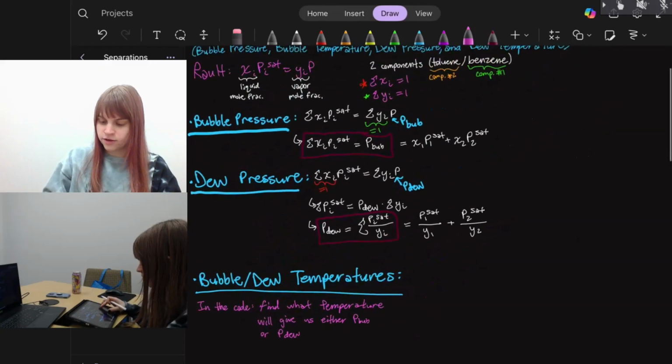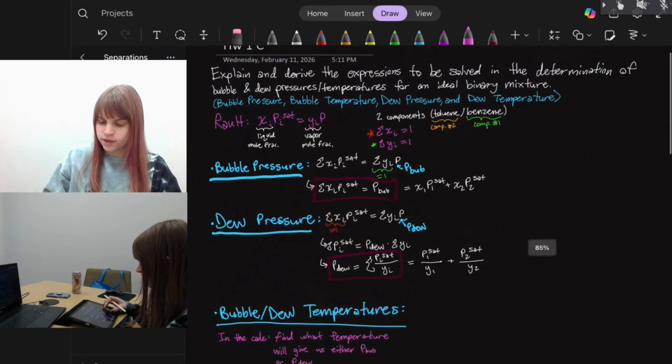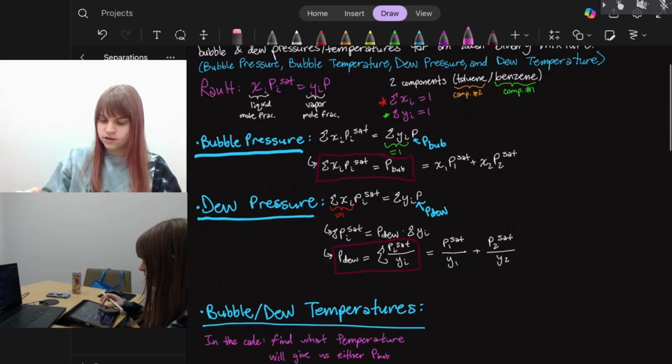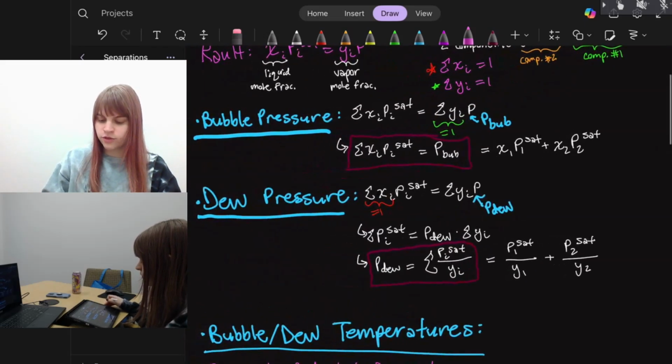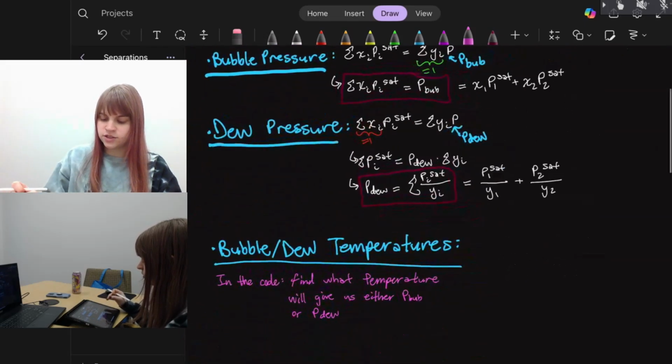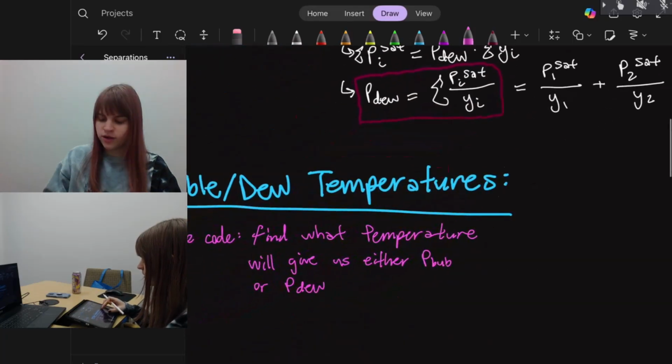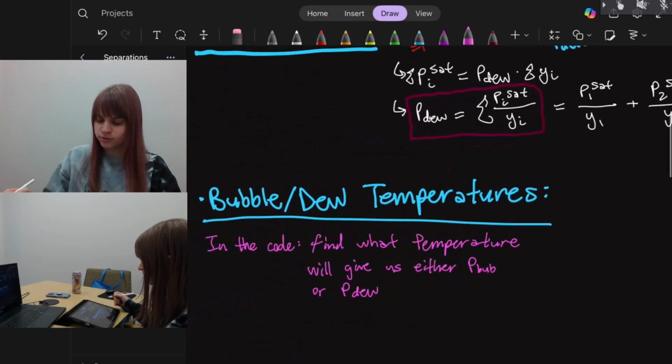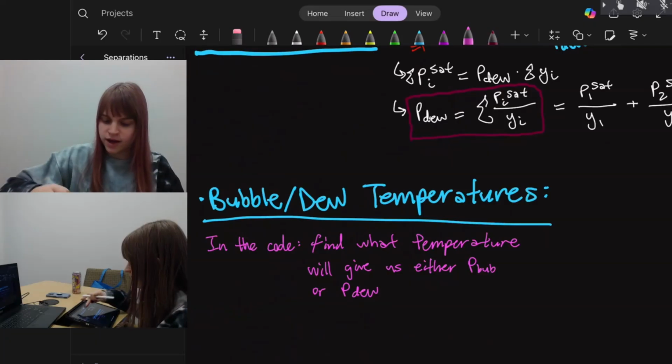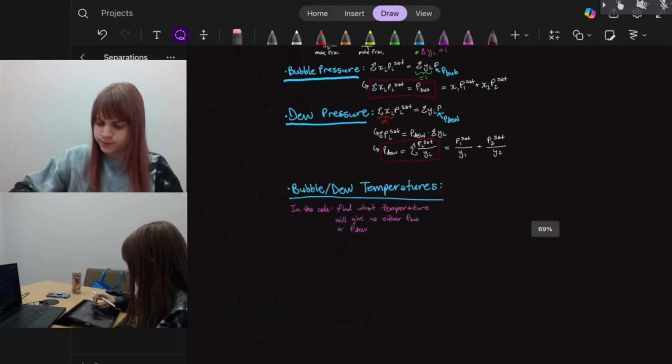So there's not really a great way to solve that directly, but that's okay because we have equations that can solve for the bubble and dew pressures, and using those answers, we will be able to find the bubble and dew temperatures. Alternatively, if you have a graph, you can just look at the graph and figure out where the dew or bubble temperatures are. So let me grab my graphs that I drew out really quick.